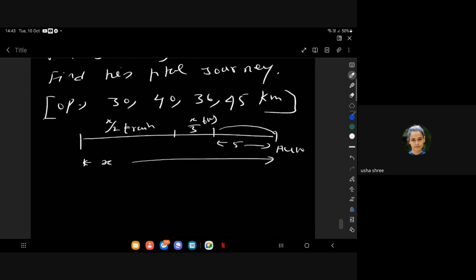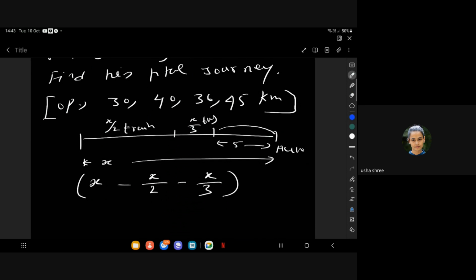Now you have to make an equation. How? Total is x. x by 2 by train, and x by 3 by bus. Then what is the balance distance? It is 5 kilometers, but if we assume x, then the balance distance is x minus x by 2 minus x by 3.